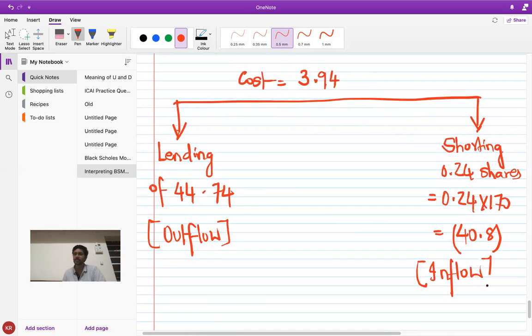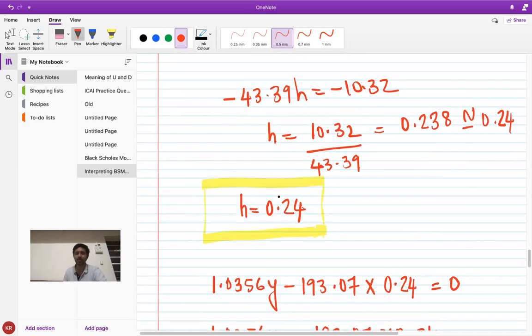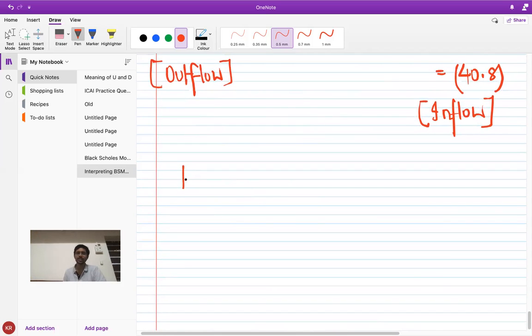So put option can be seen as shorting 0.24 shares or delta, shorting delta shares. Delta is 0.24. Okay, I didn't actually introduce shorting. Okay, I will just tell you why I call this as delta. Okay, it's actually not delta, it's minus delta. We have so far understood it as shorting H shares, right? Okay, so it is shorting 0.24 shares and lending 44.74. Okay, the H that we got over here of 0.24, H is actually nothing but minus delta.